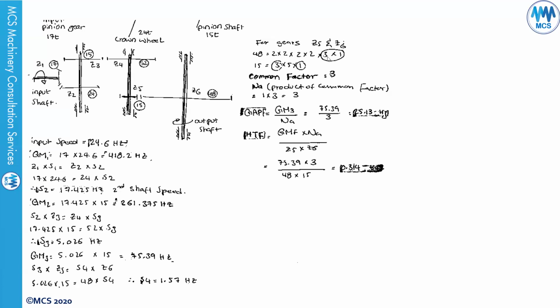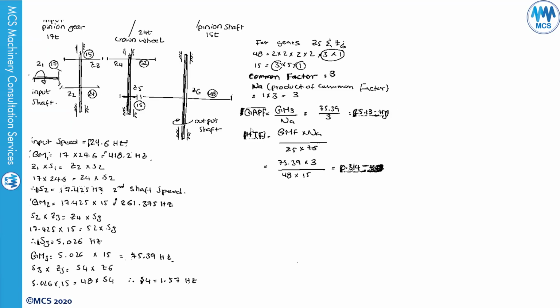So what is the common factor here? 3 and 1, and 3 and 1. So the product of the common factor will be 3 by 1, which is 3. If we calculate the gear assembly phase factor, it will equal the gear meshing frequency multiplied by the product of the common factor, which is the gear meshing frequency between these two, 75, divided by the common factor.